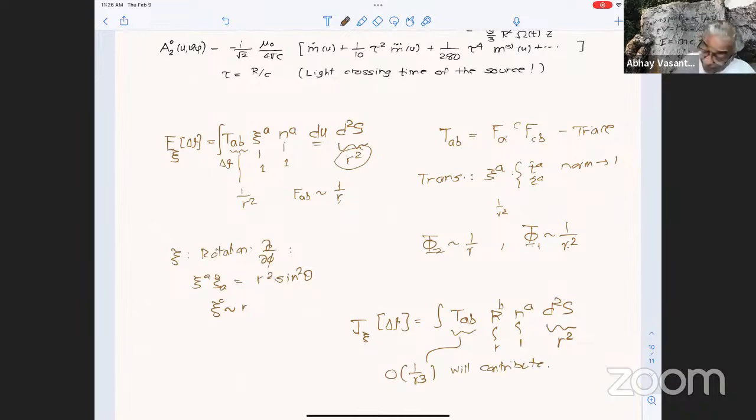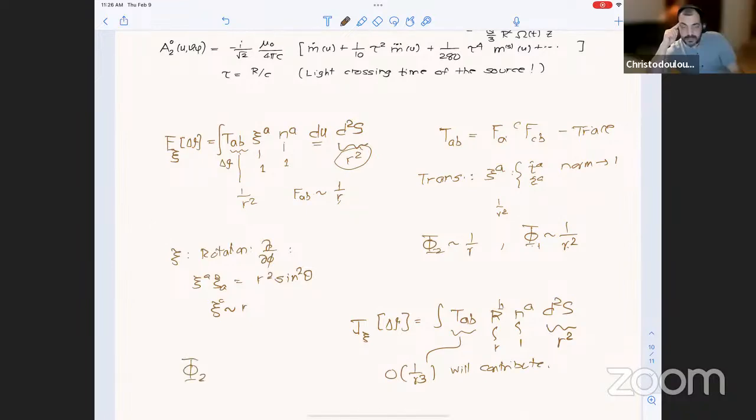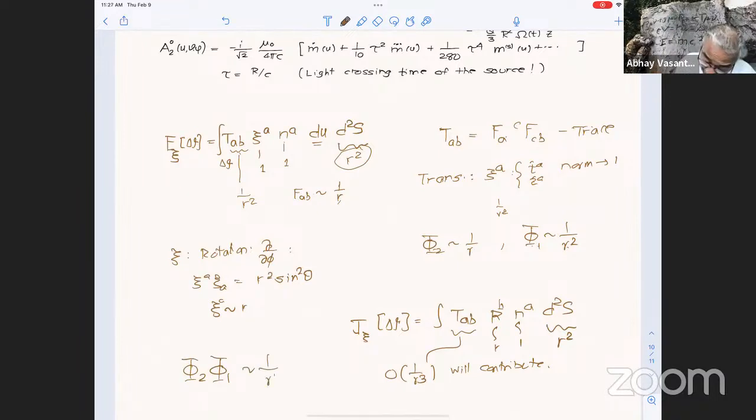And now, this is very silly if you question. You've got phi 2 times phi 1, and that is exactly like 1 upon r cube. So here, phi 2 times phi 1 times that term can come.